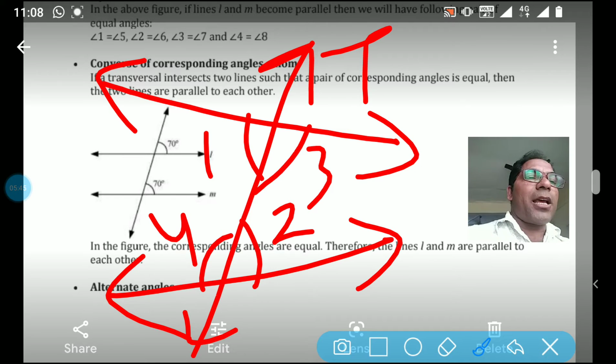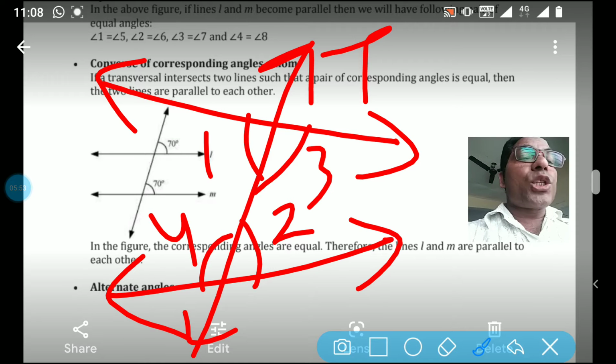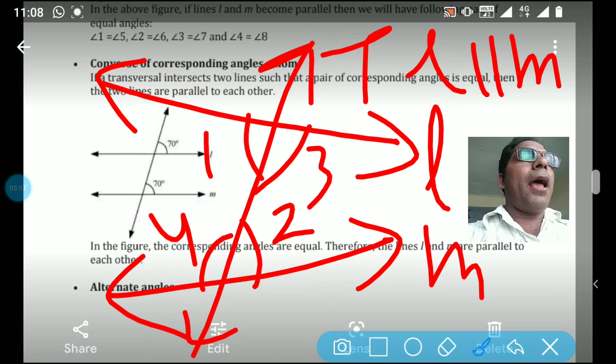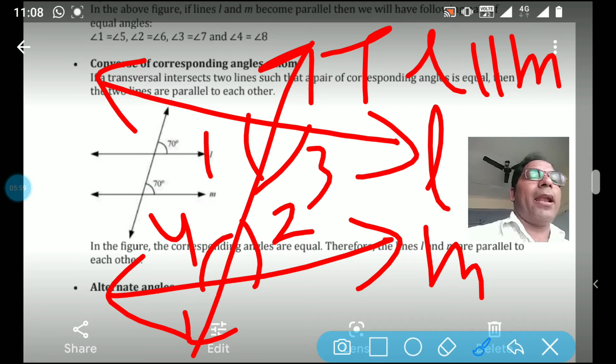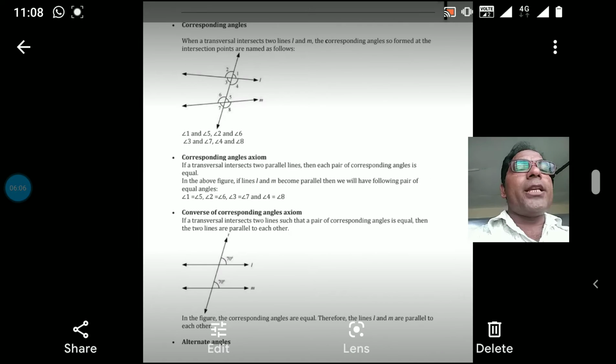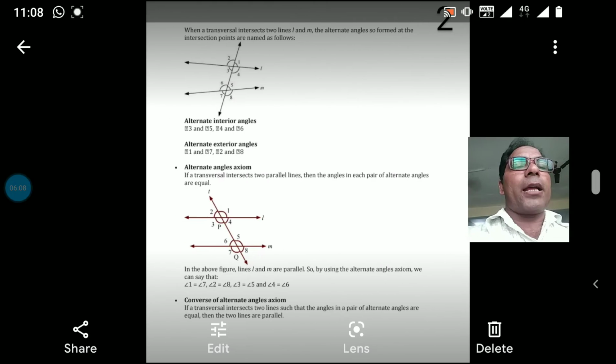But if the lines are parallel, then what will happen? Then these alternate angles will be equal. The condition should be that the lines are parallel, line L parallel to line M. Then only will alternate angles be equal. Corresponding angles also will be equal. So these two points were there.